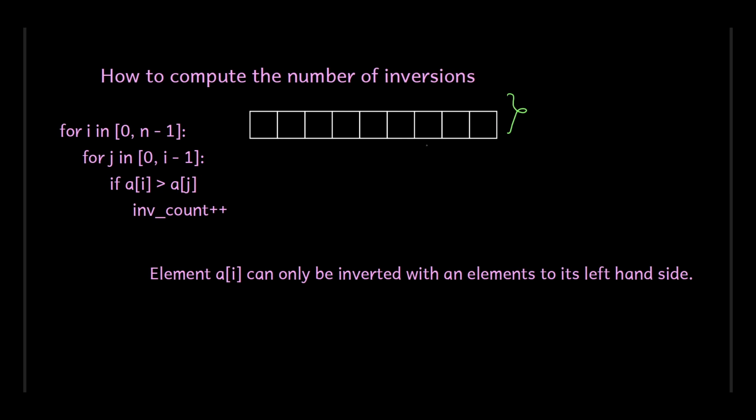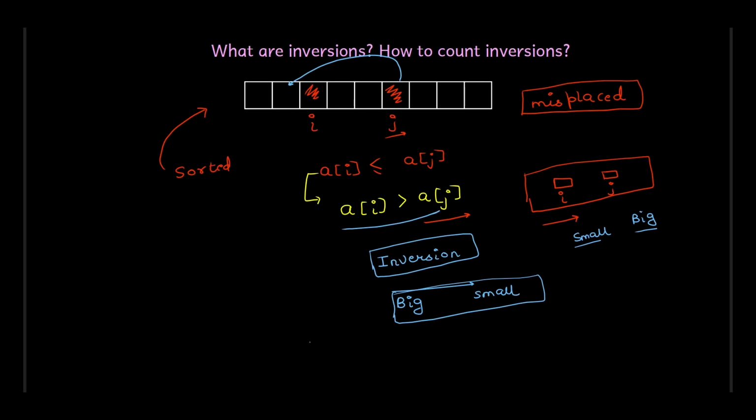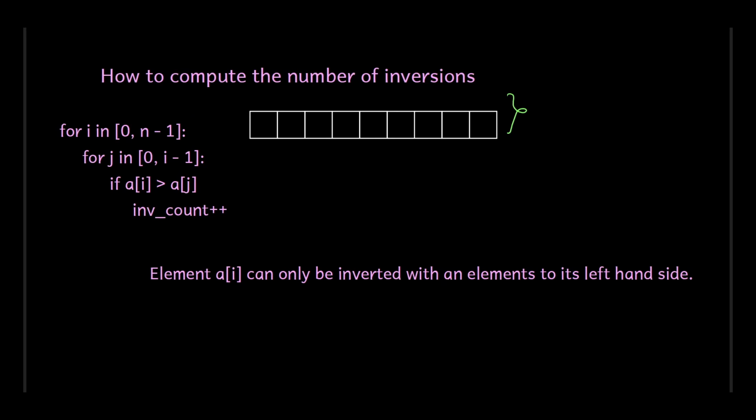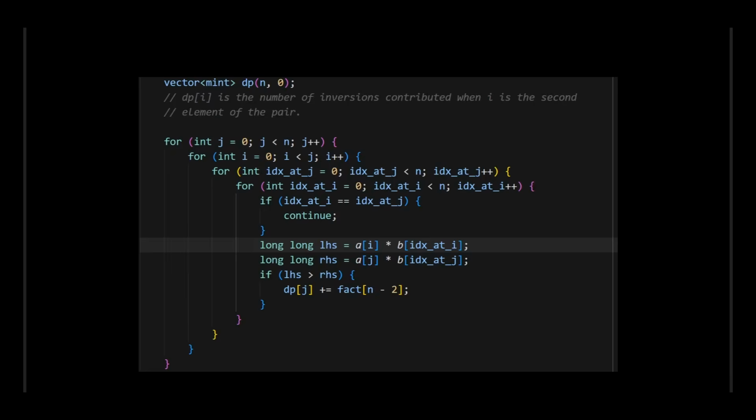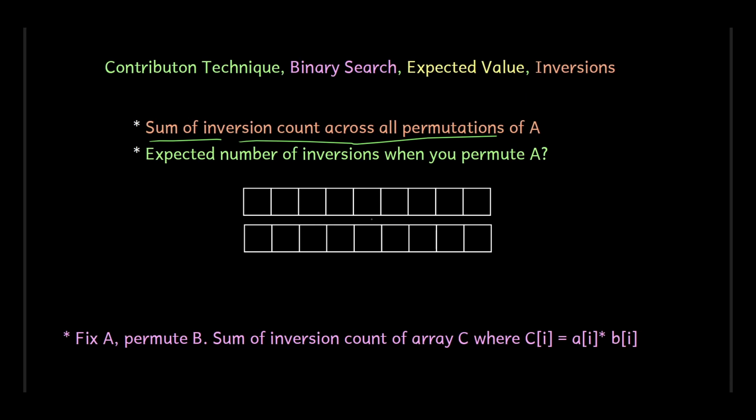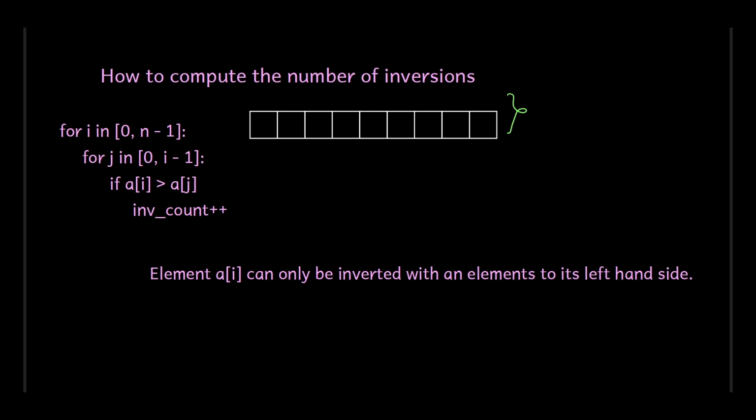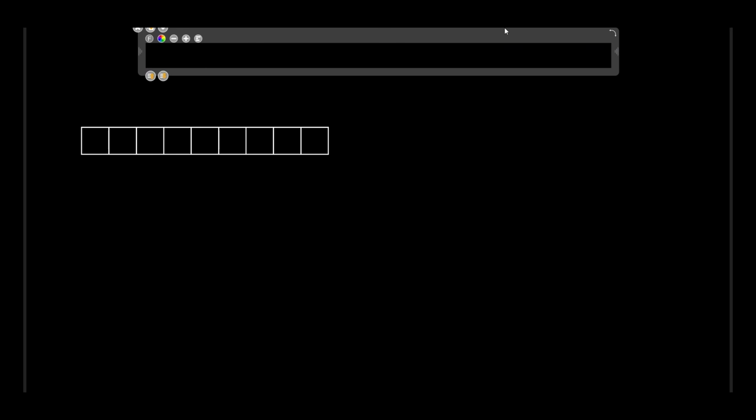Okay, so now with that out of the way, we have solved the first problem, which is how to count the number of inversions, and now we want to find out how to find the sum of inversions across all the permutations of A. So let's tackle that problem. Suppose this is the array A that you want to deal with, and let me write down the heading: inversion count across all permutations.